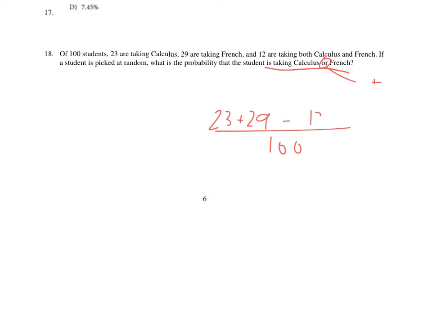However, we do always have to subtract any overlap when we have one of these ors. And it does mention we have 12 people of overlap. So they were counted in both categories. So I need to subtract them out once so that they're only counted once.